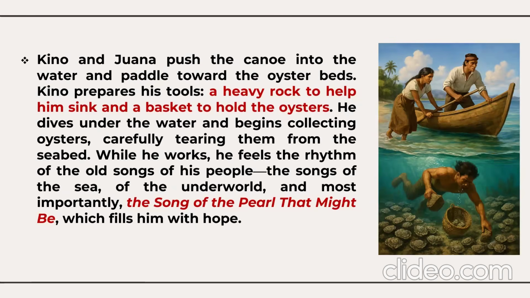Kino and Joanna push the canoe into the water and paddle towards the oyster beds, where so many oysters can be seen. Kino prepares his tools: a heavy rock to help him sink and a basket to hold the oysters. He dives under the water and begins collecting oysters, carefully tearing them from the seabed. While he works, he feels the rhythm of the old songs of his people, called the Song of the Sea.